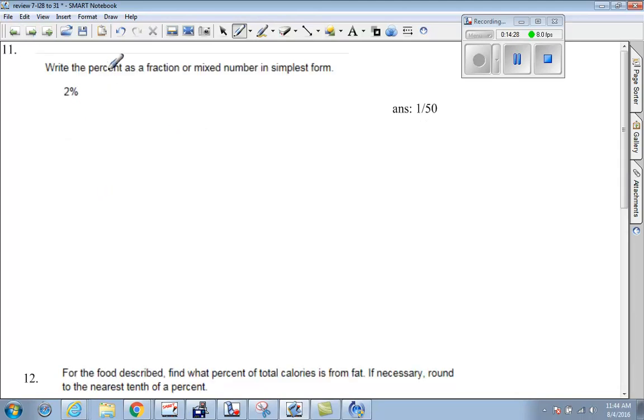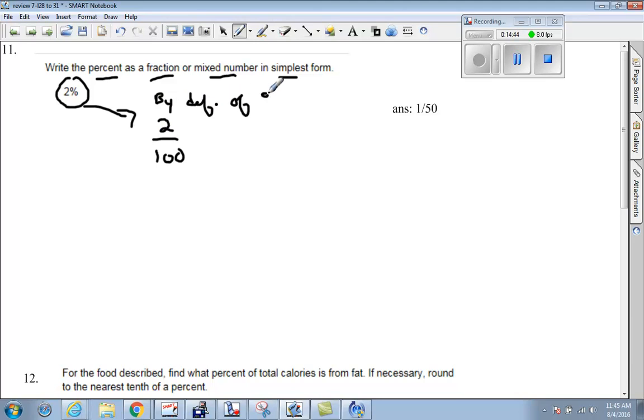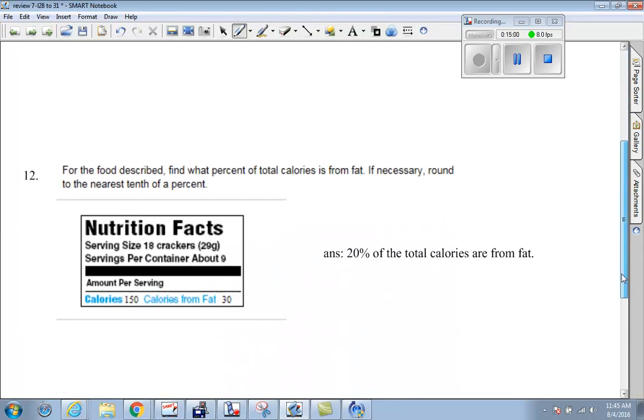Okay, number 11, write the percent as a fraction or a mixed number in simplest form. Well, 2% by definition means 2 out of 100. By definition of a percent, right? 2%, 2 per 100, 2 out of 100. But then you must reduce. Well, that's going to reduce into 1 out of 50. And that's how we get the answer. Okay, let's try the next one.